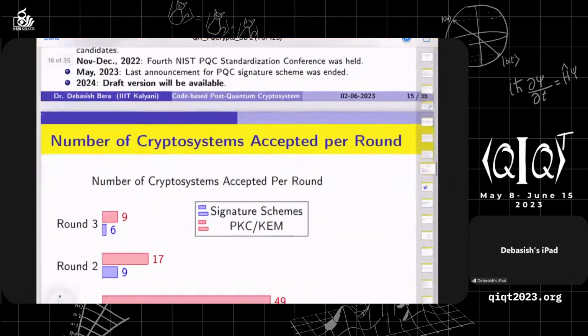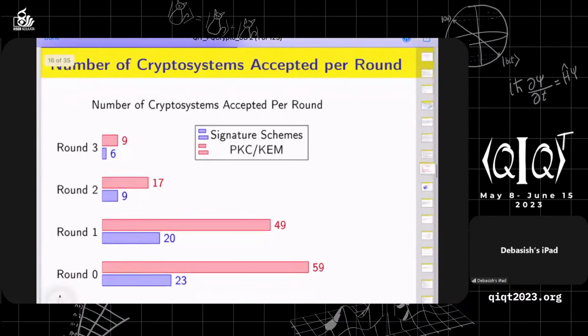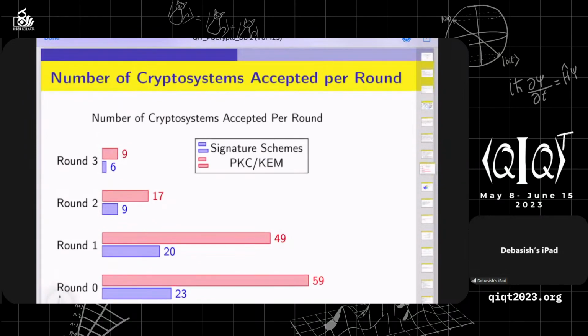If you see the submission graph, initially around 82 submissions were there. That is round zero, what I call the initial. The blue shows the signature, and the pink shows the public key encryption system. The signature, the digital signature, is also exploiting the same public crypto system mechanism, but in a different form. Initially 82 different submissions were there, and at the end of the third round, 15 were selected.